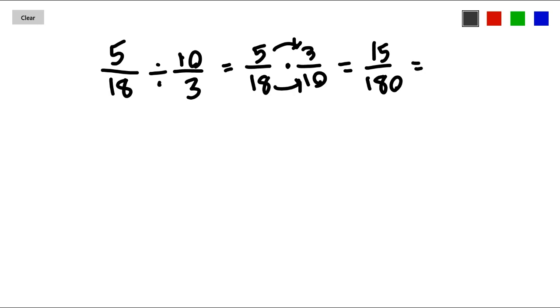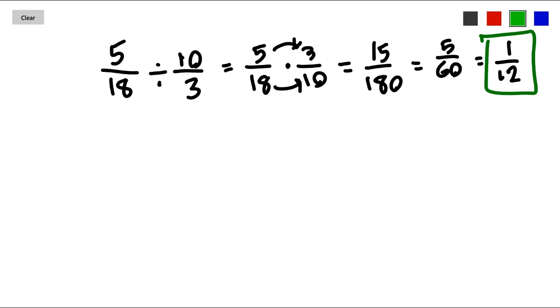I can simplify this fraction down to 5 over 60, and I can simplify that even further down to 1 over 12. Since I can't reduce this fraction anymore, 1 over 12 is the final answer. In this case, we only had division operations and multiplication operations to do.